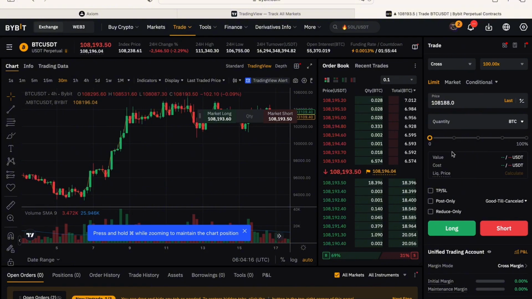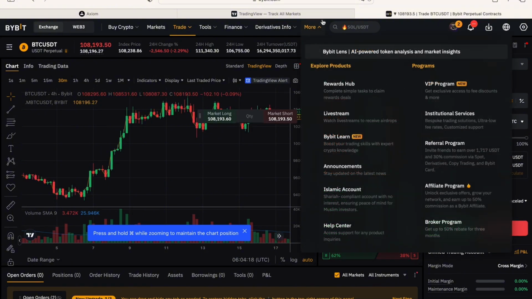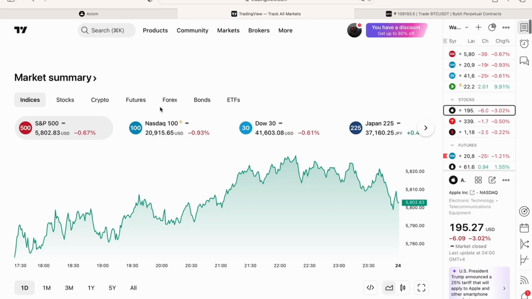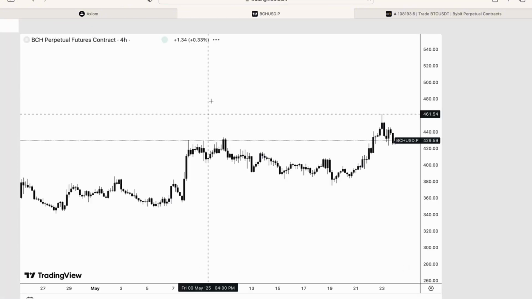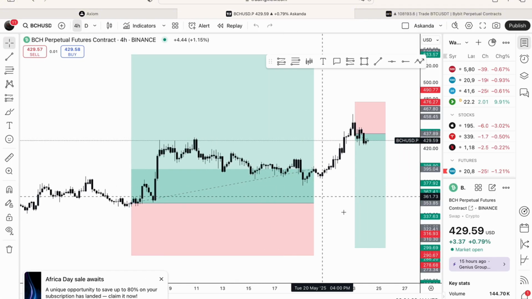We'll be calculating the P&L too. So to do this, you come to the TradingView website. You can see I'm on tradingview.com. Then you go to the product section, click on Super Chart. So when you click on Super Chart, this is the current trade that we took last week.